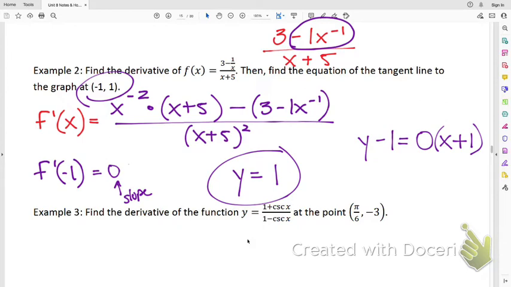So if it says equation of the tangent line, that means you want to find the derivative, find the slope by plugging in your x, and go to either point-slope form or the easier y equals if you can do that here. Questions about 2?